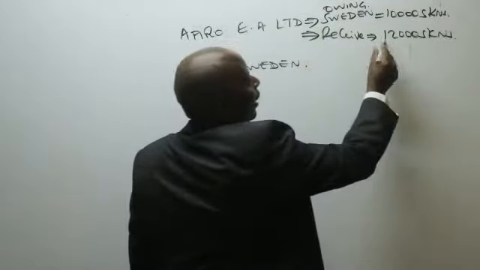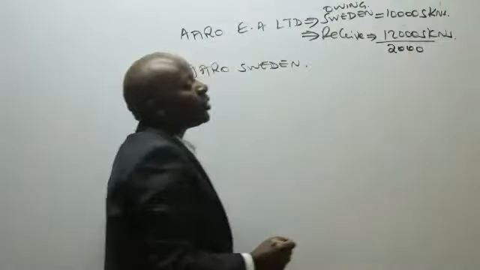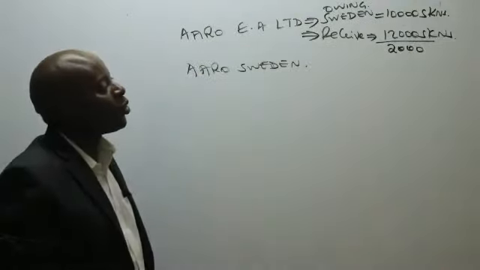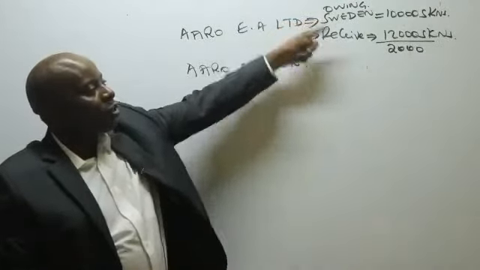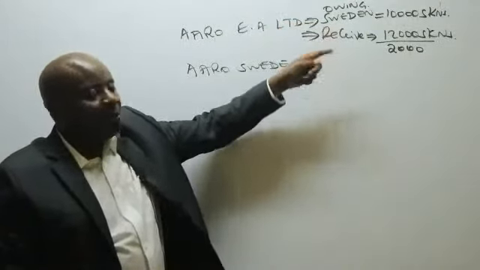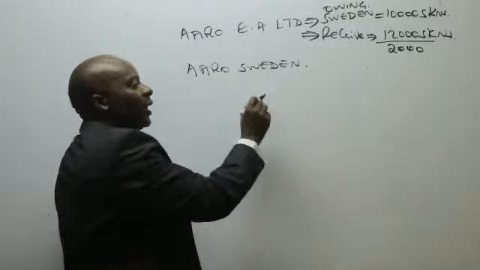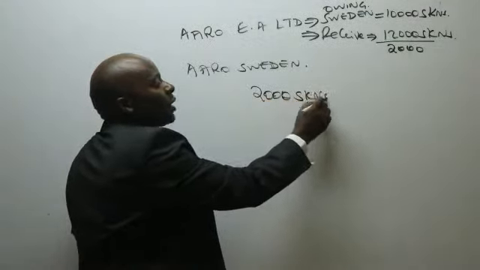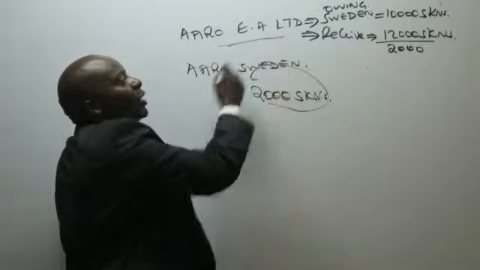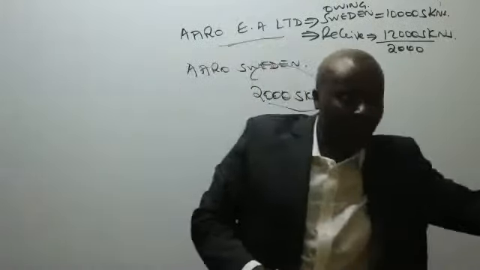We'll come and say the difference between the two is 2,000 Swedish crowns. You can see the receivable is more, so it is a 2,000 receivable, meaning that at the end of the day, it is only Arrow Sweden that has to look for these 2,000 Swedish crowns and pay Arrow East Africa. So I would want you to understand this thing.